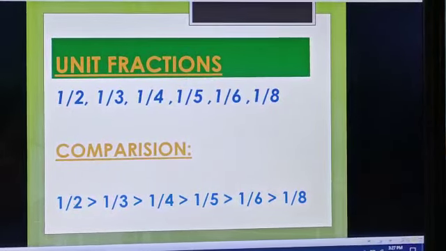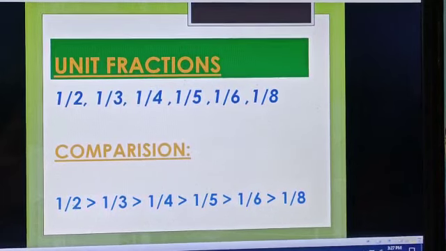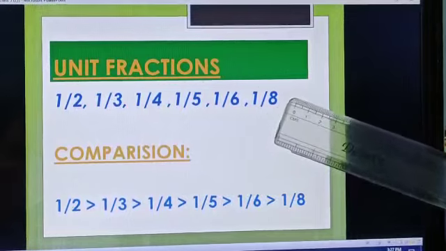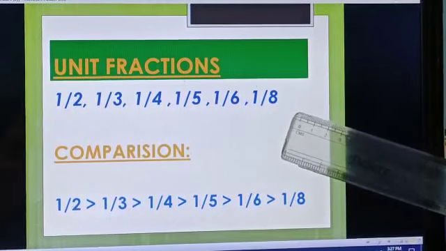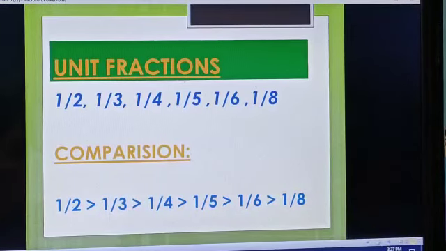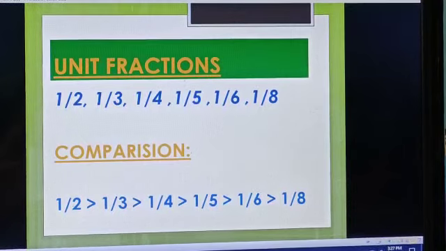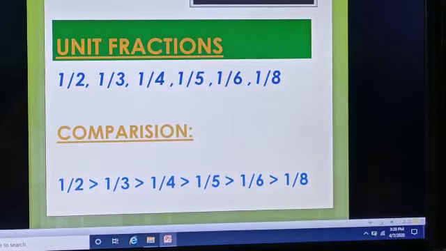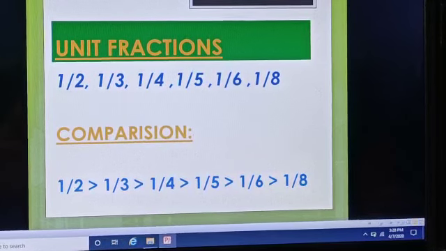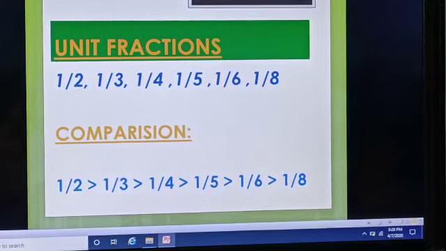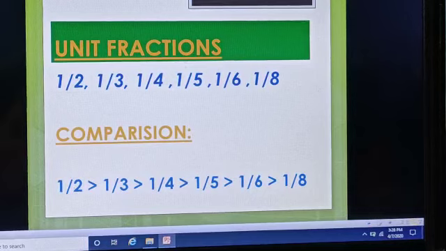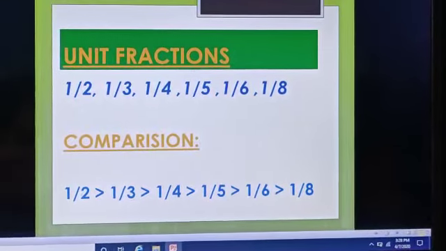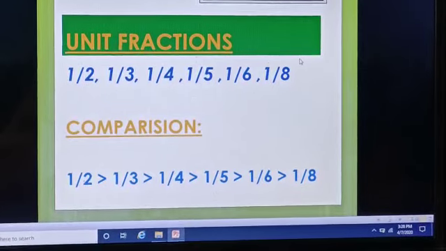But children, one thing we have to make clear is that these all are unit fractions. And so, to compare the unit fractions is very easy. Just by looking at the fraction, we can decide which fraction is smaller and which one is bigger. The smaller the denominator, the bigger the fraction, and the bigger the denominator, the smaller the fraction.